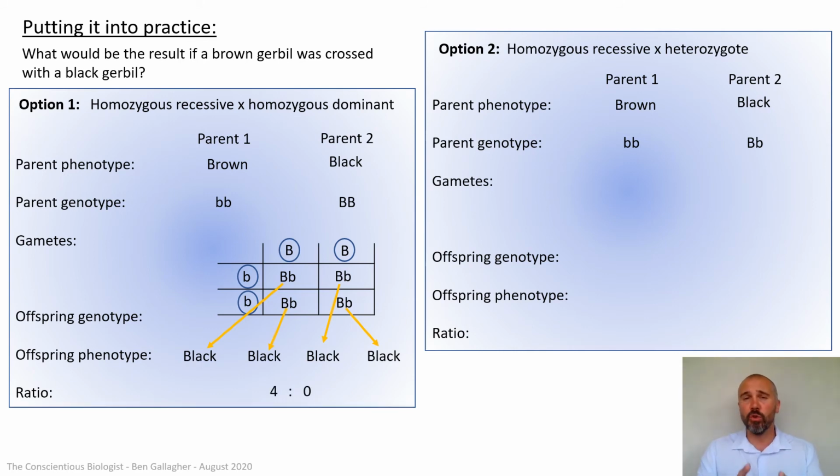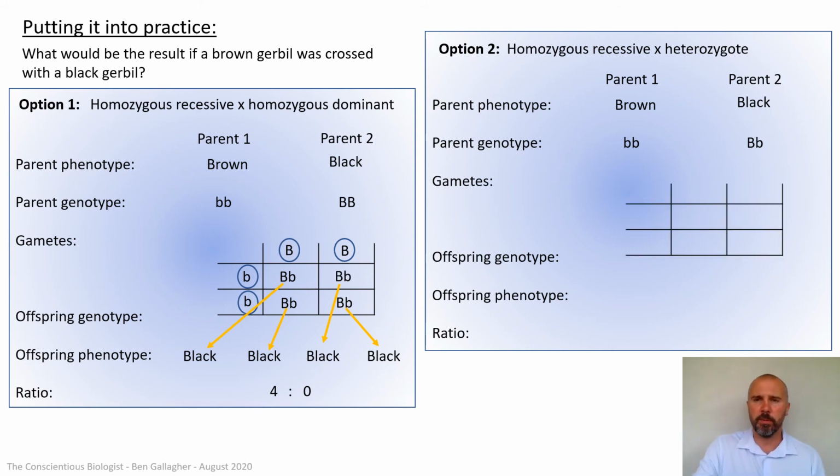So if you cross a brown mouse that's homozygous recessive with a black mouse that's homozygous dominant, all of the offspring will be black, because every single offspring will contain 1 black allele from the one parent, the parent 2, and if they've got 1, they'll express it because it's dominant, and all of the offspring will be black.